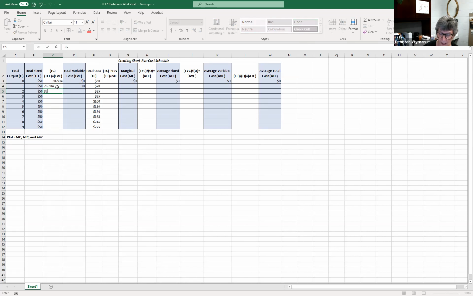Then we have 85 minus 50 equals 35. Nice of them to give us numbers that we can do in our heads, right? Then we have 95 minus 50 equals 45. Then we have 100 minus 50 equals 50. 110 minus 50 equals 60.